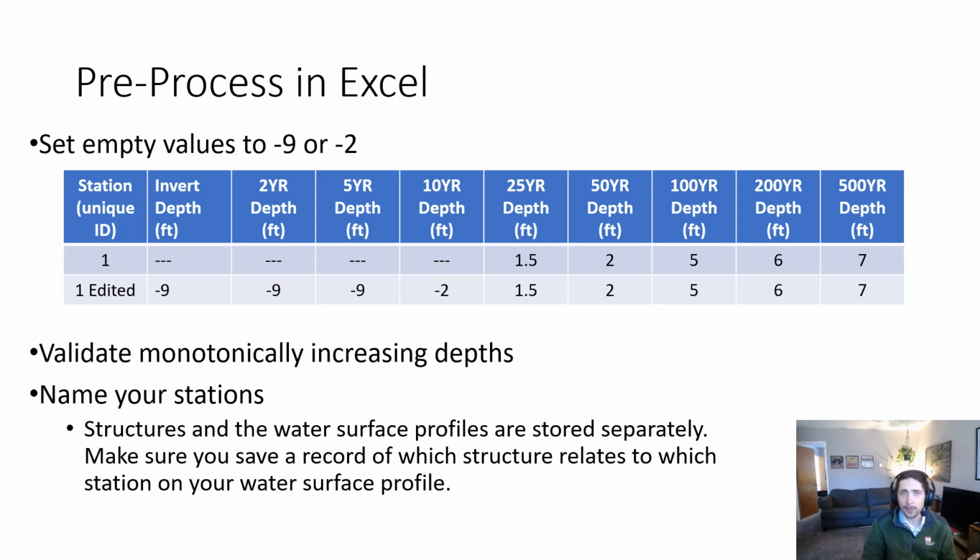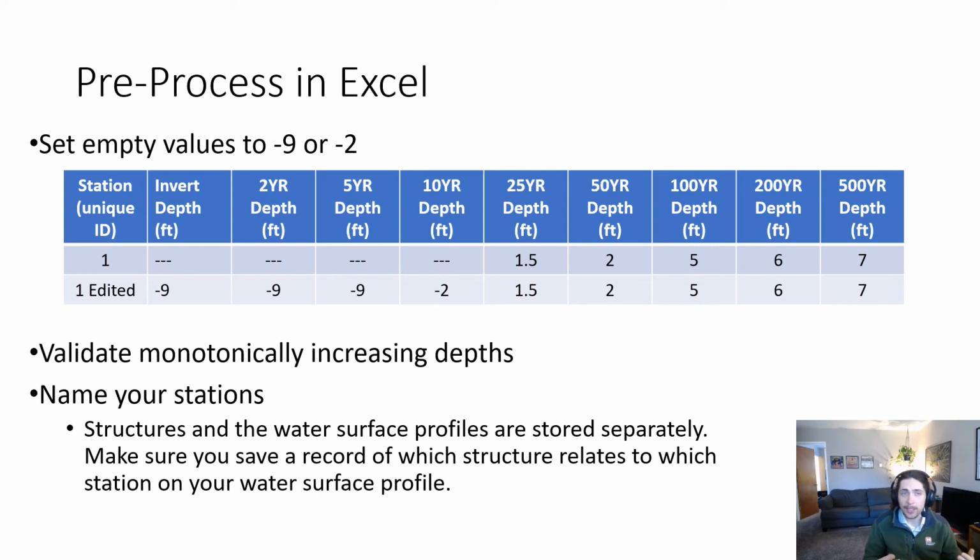Once that's complete, we need to validate that our profiles are monotonically increasing for the structure. When I say monotonically increasing, I mean to say that as the return interval gets larger, so as we go from the 25-year to the 500-year, the depths that structure sees are getting larger. If that's not the case, FDA is going to throw a fit. And also, you should be suspect of your hydraulic data or the sampling that went into it. So at that point, it would be good to bring on your hydraulic engineer to review the results with you and ensure that they're valid.